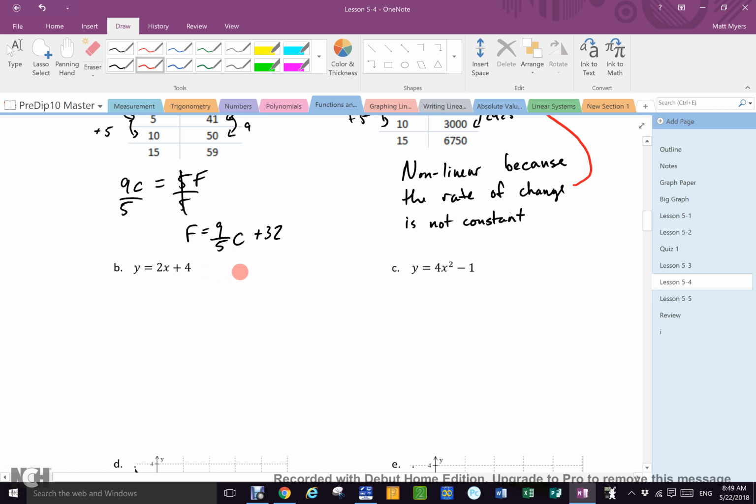Oops, I don't want to write in red. Red's what I write when things are bad news. Linear. And you can prove it, x, y. Luke says we don't know the variables. So if we don't know the variables, what do we do? We pick some variables, right? 0, 4, 2, 8, 4, 12. Is it linear? Up by 2, up by 4, up by 2, up by 4. We're good, right? Okay, what about C?